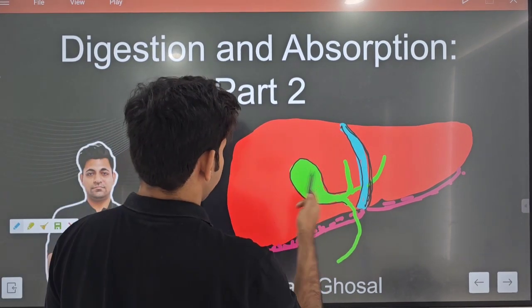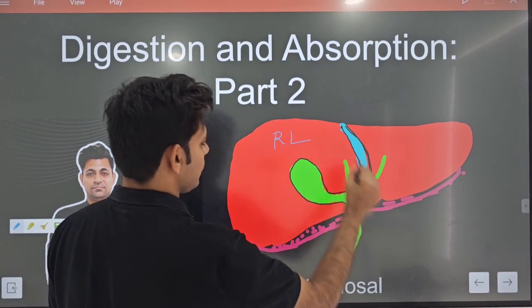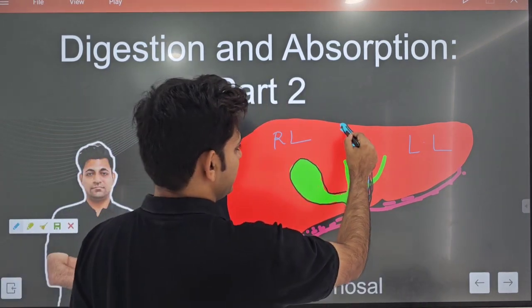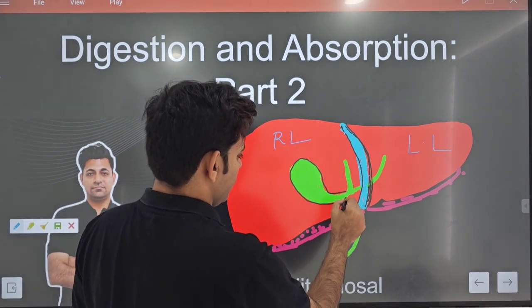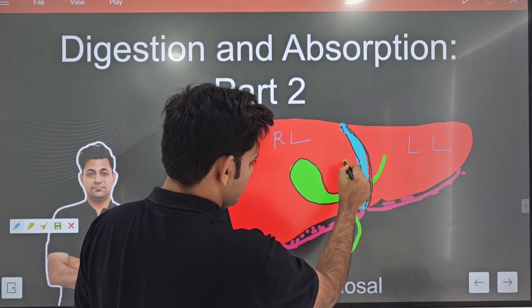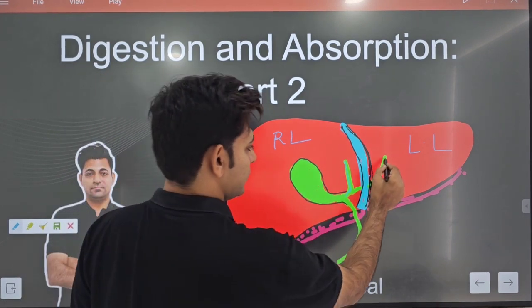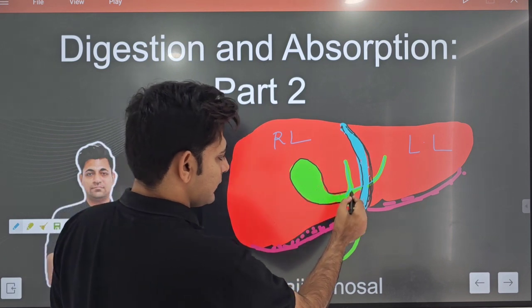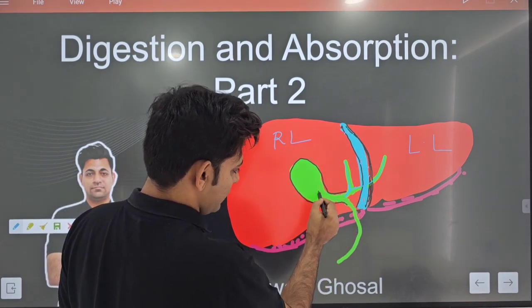These are the two lobes: the right lobe of the liver and the left lobe of the liver, connected by the falciform ligament. The duct from the right lobe is the right hepatic duct, and from the left lobe, the left hepatic duct. They combine to form the common hepatic duct.